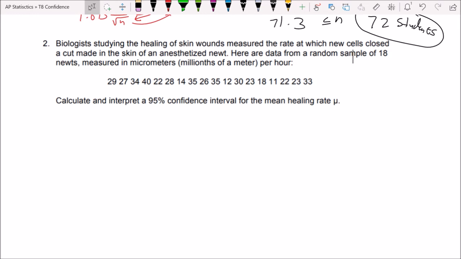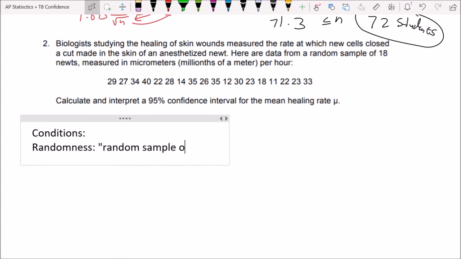Now, before we do anything, we need to check the conditions for inference. Okay, so let's check our conditions. First of all, do we have randomness of the sampling? Do they tell us? Healing, random sample, they did tell us that. Random sample of 18 newts. Okay, let's go to our next condition. Our next condition is the 10% condition.